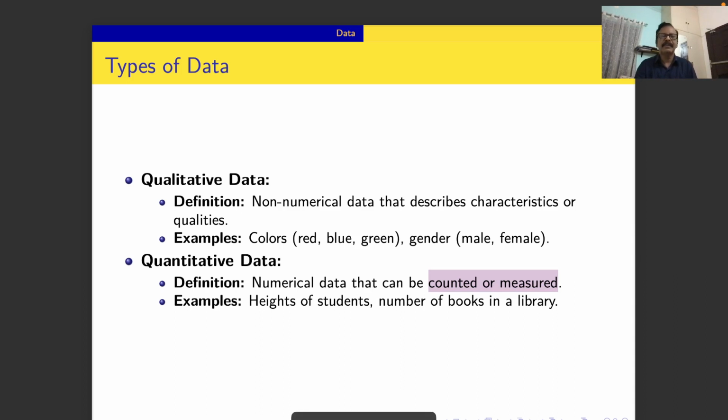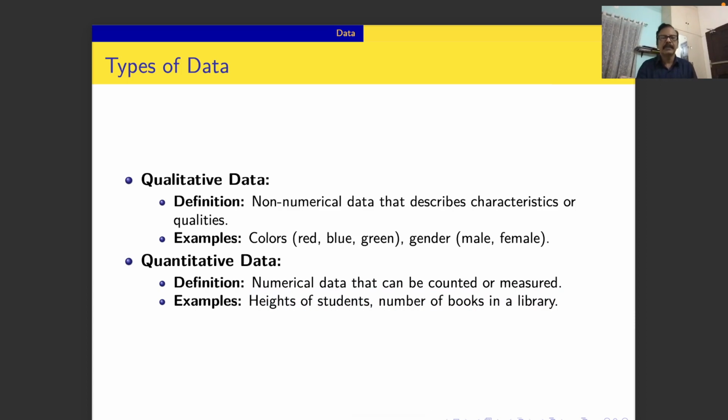Examples for quantitative data are heights of students or number of books in a library. All these we can either measure or count. So these are numerical data or quantitative data.